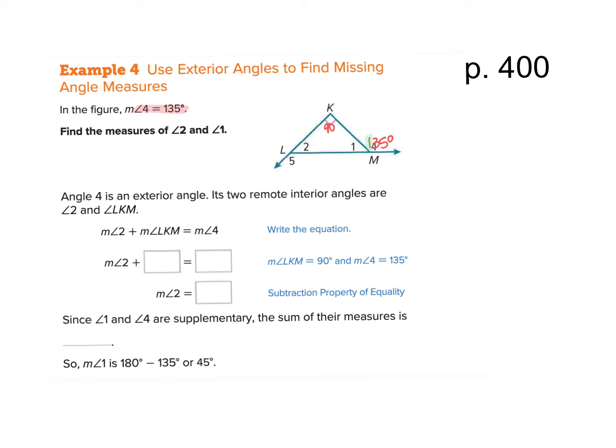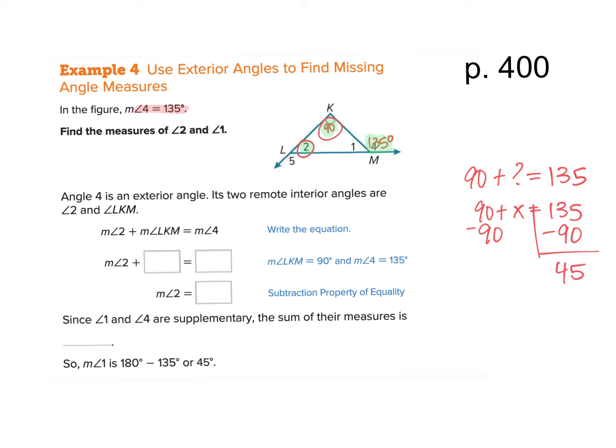One way I could think is, hey, here's an exterior angle in green. That has to be equal to these two remote interior. So I know 135 is equal to this angle plus this angle. So 90 plus something is 135. Those two have to be equal to each other. You could write an equation like that. You could call that x if you want. And then I could subtract 90 from both sides. So if I do 135, take away 90, I end up with 45. So that means this angle here is 45.